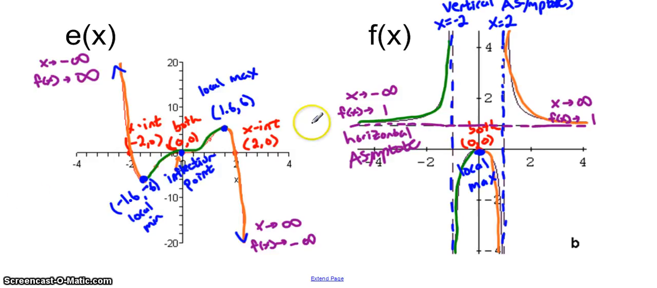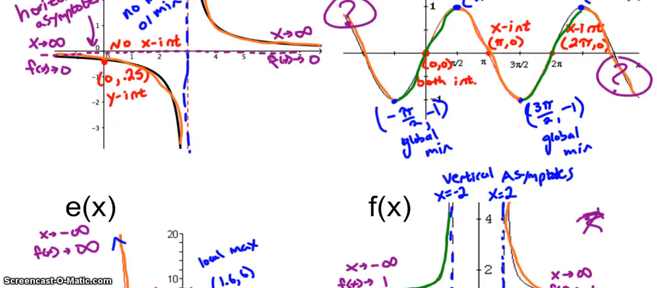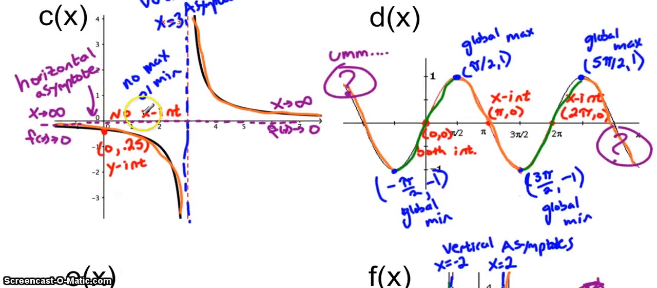A couple interesting things to note. In f of x, like we talked about before, there's a horizontal asymptote. So as x goes to infinity, going off in this direction, f of x doesn't go to positive infinity, doesn't go to negative infinity. Instead, it settles in and just goes towards 1. It gets closer to 1. Same thing as we go towards negative infinity, it gets closer to 1. And c of x is the same kind of thing.